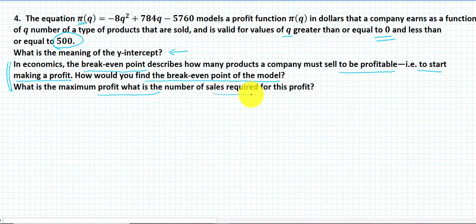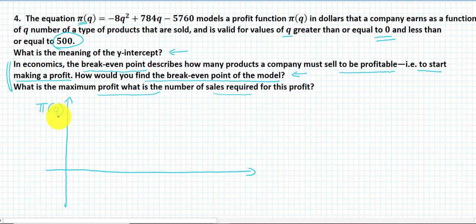Okay, I think the best way to answer the question about the y-intercept and the break-even point is to quickly sketch the graph of this parabola. So here we go. Here's the y-axis on which I'm going to plot my profit, pi of Q, and on the x-axis I have the number of items sold. Now you can see that your y-intercept is negative right here, and then the parabola is concave down, so it's going to be this way, right? Okay, so what is the meaning of the y-intercept?